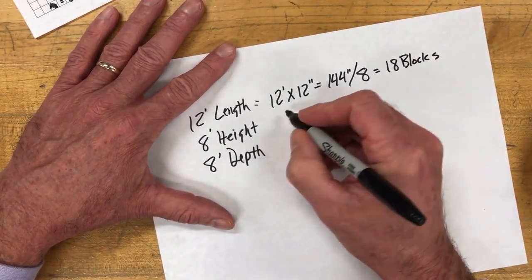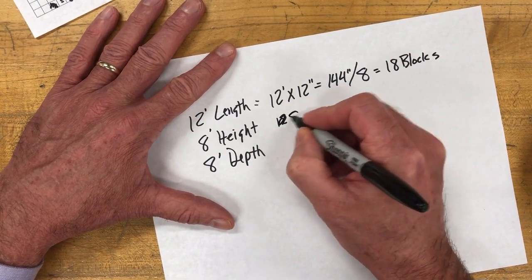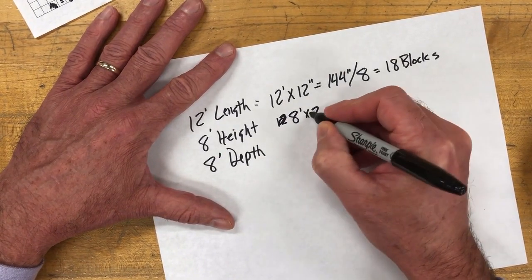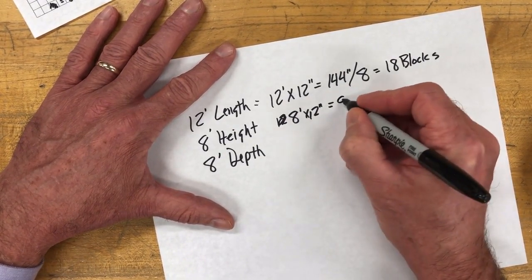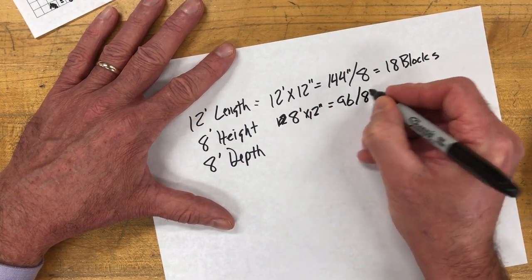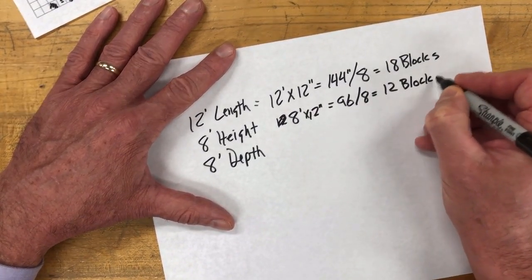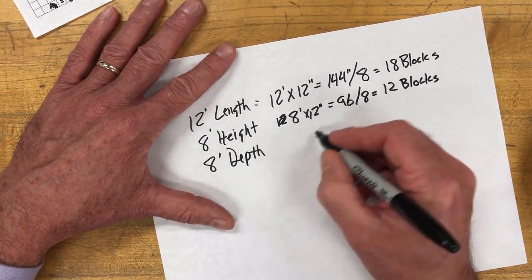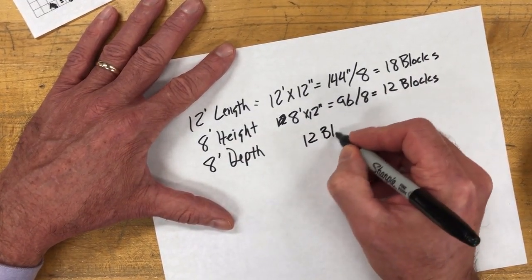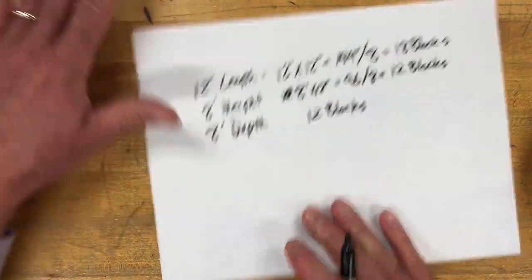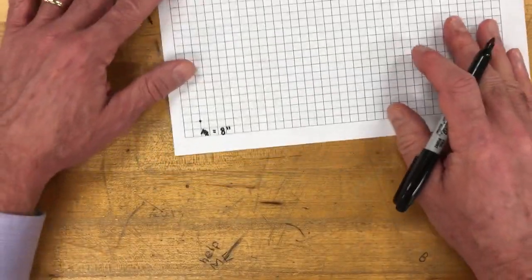Now, going through the same process here, 8 feet times 12 equals 96, divided by 8 gives me 12 blocks. And same here, it's the same as this, so it's 12 blocks this way. All right, so knowing that information, now I can proceed on with the drawing.